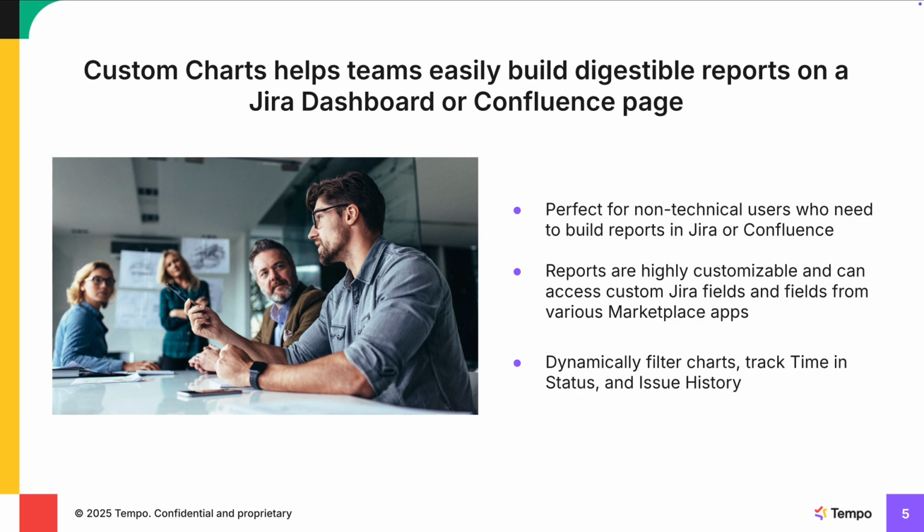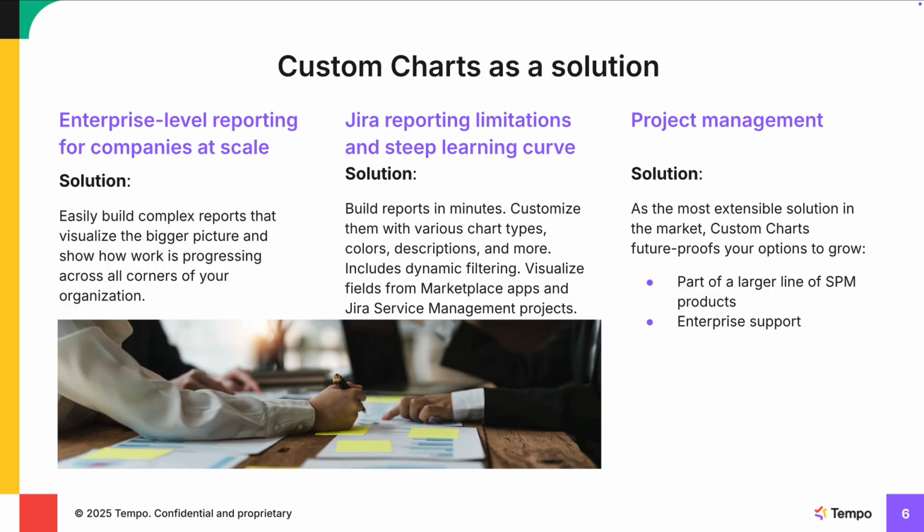Custom Charts also is able to access fields from other marketplace add-ons, including several of the other apps that Tempo makes. Last, you can dynamically filter charts using Simple Search, which we'll take a look at building later on in this webinar. You can display time and status, and display the history of certain fields as they've changed on a Jira issue.